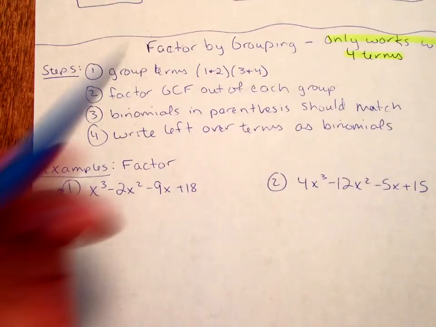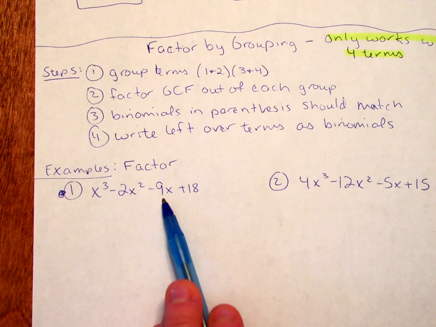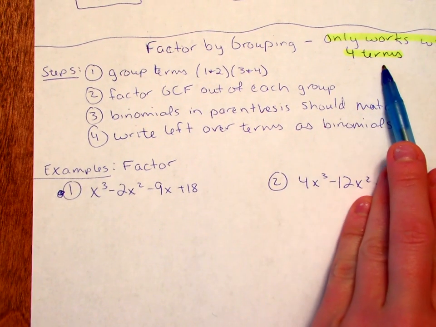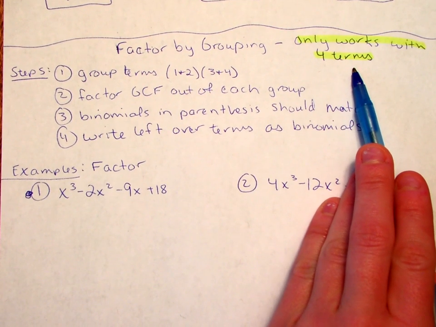What we've been working with for basically the past 3 weeks are trinomials, right? Perfect square trinomials, ABC trinomials, if there's a number in front. Here we have 1, 2, 3, 4 terms. So this only works with 4 terms. So it should be very easy to tell when you're factoring by grouping.